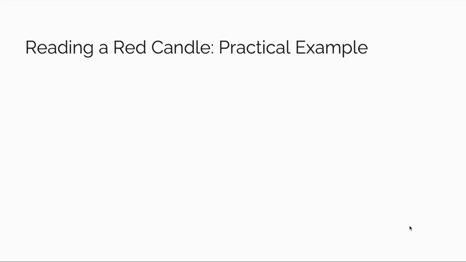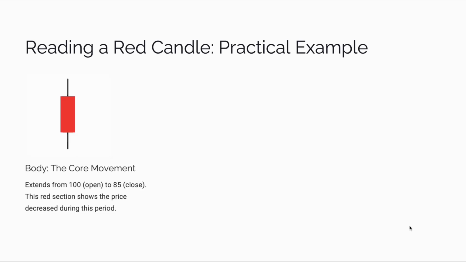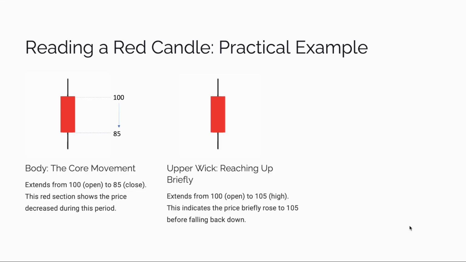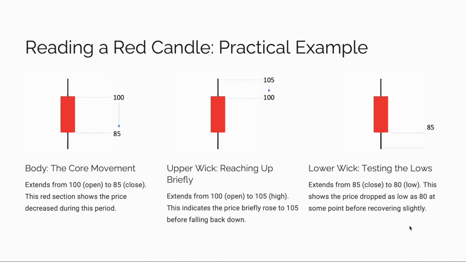Similarly, let's have a practical example of a red candle. Imagine a stock opened at rupees 100 and closed at rupees 85. Sellers were in charge. If it briefly went up to 105 but fell, it shows selling pressure at the top. If it dipped to 80 before closing at 85, it means buyers tried to push back but couldn't change the day's trend.